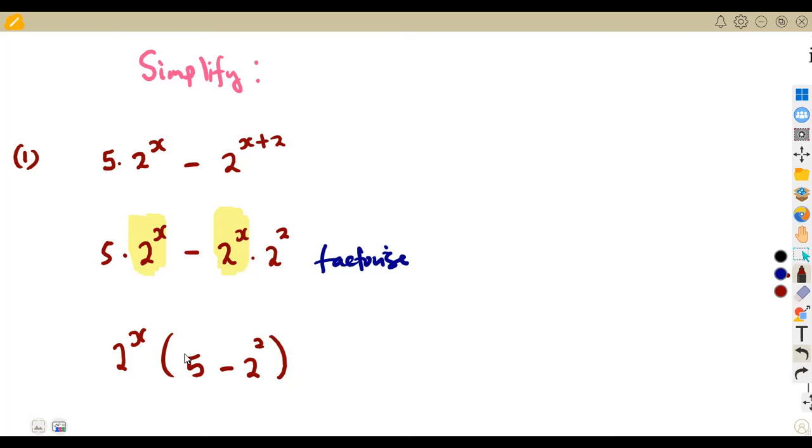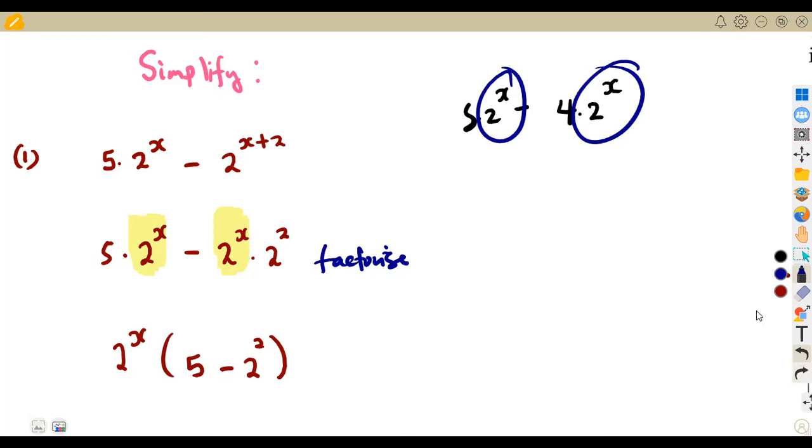This part we could have not factorized, guys. This is a matter of like terms. I want you to see what is happening. 5 times 2 to the exponent of x minus 2 to the exponent of 2, that's a 4. 2 times 2, that's a 4. So it's the same as 4 times 2 to the exponent of x. There is no need for us to factor out 2 to the exponent of x there. We are simply subtracting. These are like terms, as we can see here. We've got 2 to the exponent of x, 2 to the exponent of x.